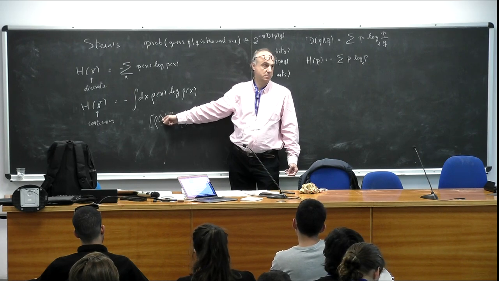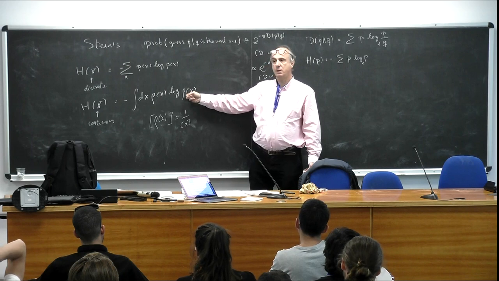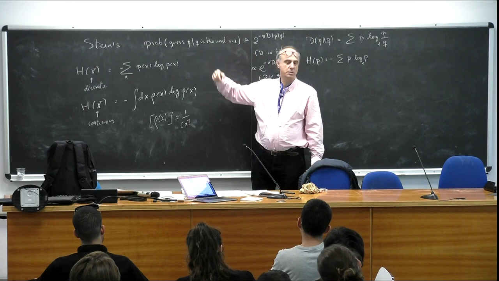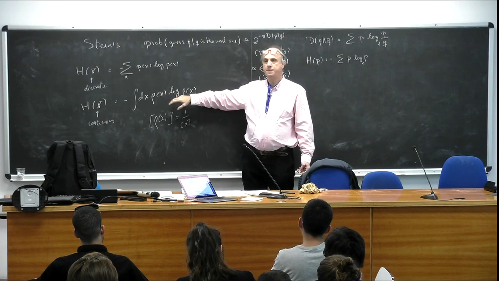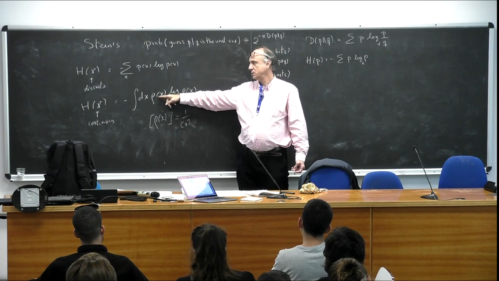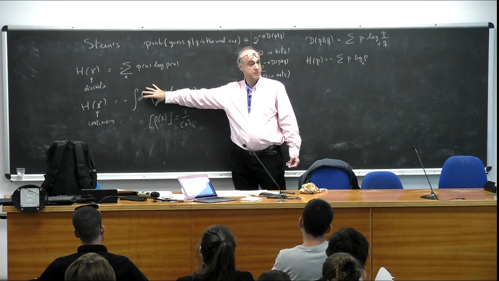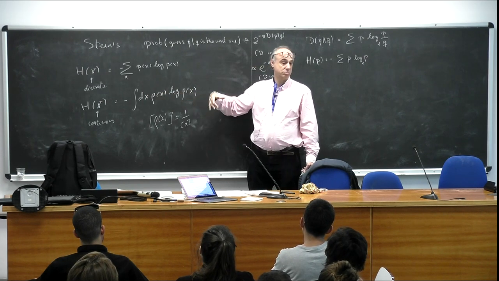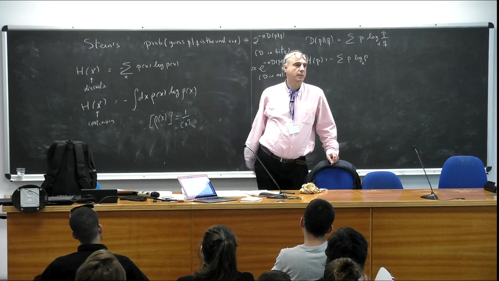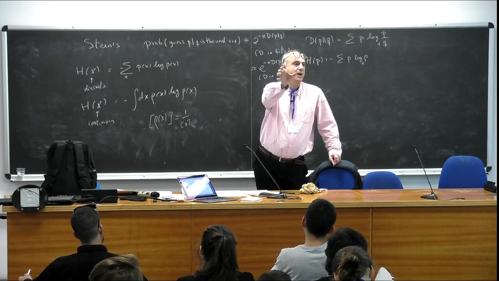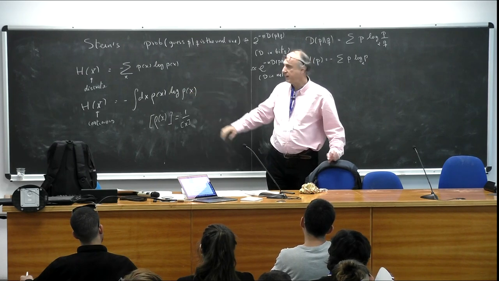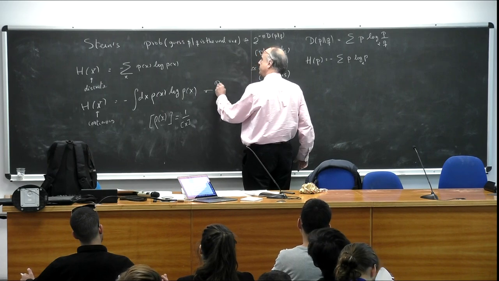So this has dimensions. And this is a problem, because if I express this in different units, here this is x to the minus one, this is x, so the product is dimensionless. But the log of rho, if I express rho in joules or rho in electron volts, I have a factor, and this factor is an additive factor in the entropy. So this is not so well defined. This is usually called differential entropy.